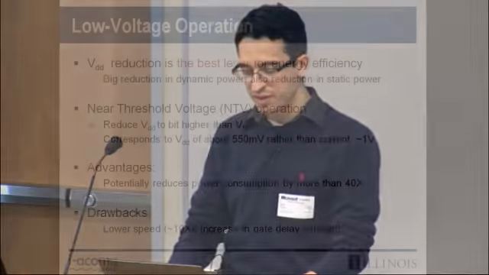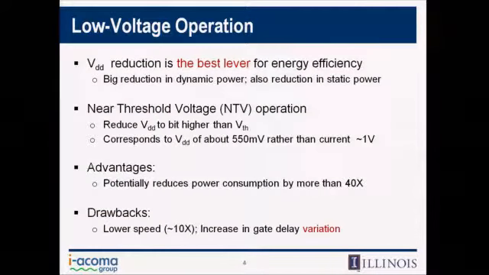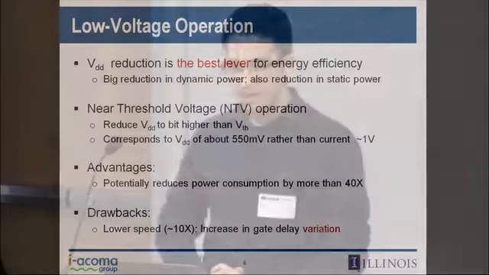I wanted just to discuss how the behavior of the system is as we go for lower supply voltages. So now, looking at this low voltage operation, VDD is known to be the best lever for energy efficiency, that can gain a very big reduction in dynamic power and static power. And as I mentioned, we want to have this near threshold voltage operation. That means we want to reduce the supply voltage to a value that is a bit higher than the threshold voltage, which maps to around 500 millivolts for the current technologies.